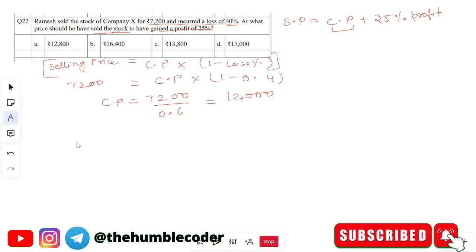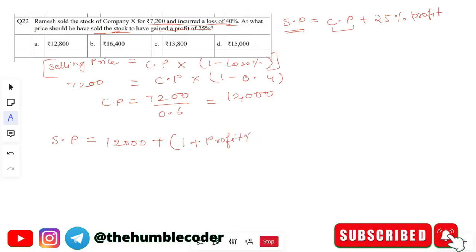Okay. Now let's move forward and find our final answer. In our final answer, what we have to find out is the selling price, right? Which is the desired selling price. So for the desired selling price, first we will need the cost price. Now we have found the cost price, and then 25% profit. What if we would have 25% profit? So if we would have got 25% profit, then what we would do is 1 plus profit percentage.